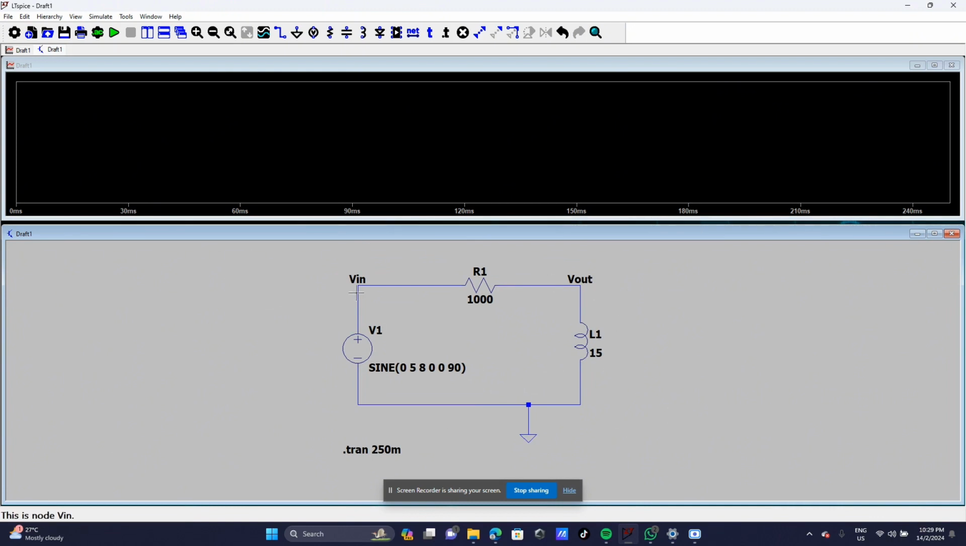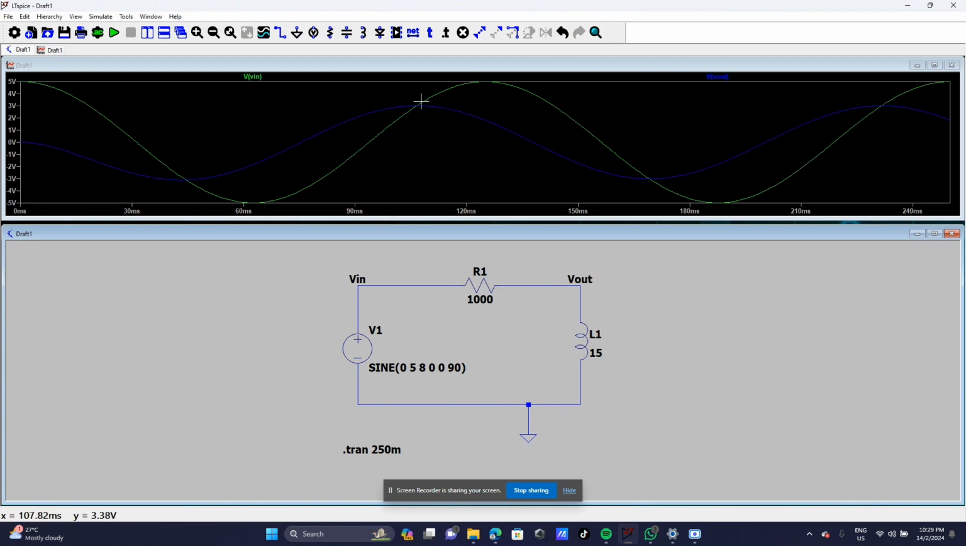Just click over here and then click run, and you see where the voltage starts and where the voltage ends. So we're going to put it on V input over here, and then we will get this graph with its own amplitude, 60 milliseconds, 180, and max reached at 5 volts and -5. And then we're going to do another one for V output, and we got another one over here.